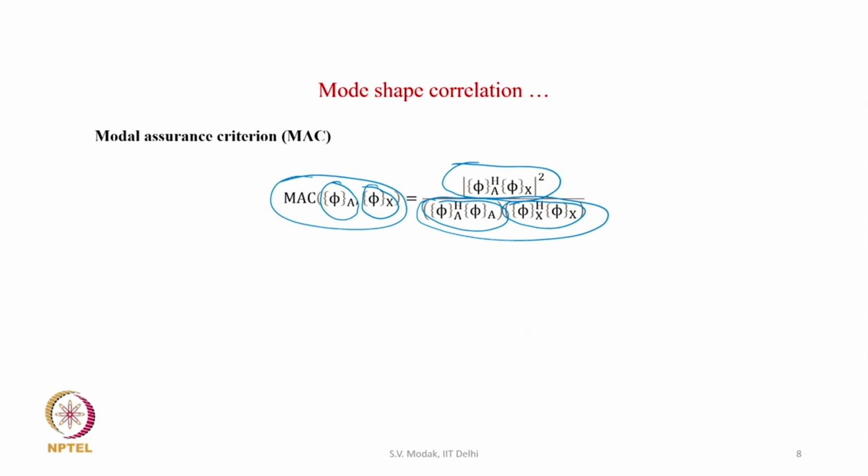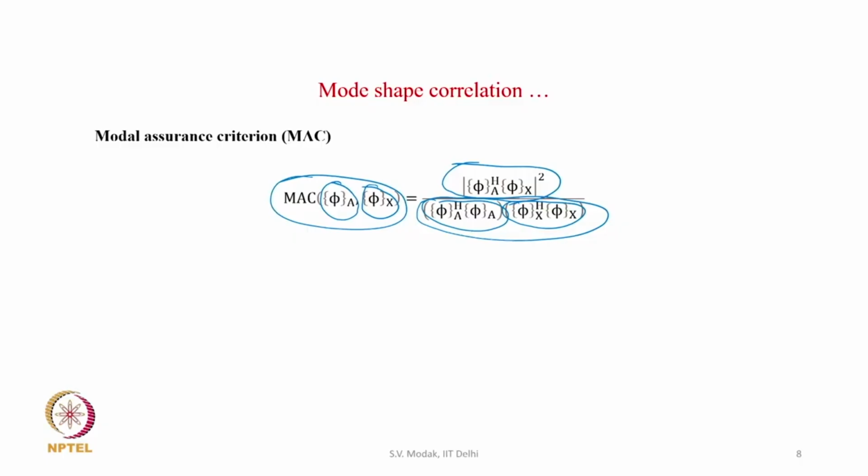One thing we should note, it does not require either the mass matrix or stiffness matrix of the structure for computation. It is based purely on the mode shapes from the FE and the experiment, and its value lies from 0 to 1. So, the maximum value of MAC is 1 and the minimum value is 0.